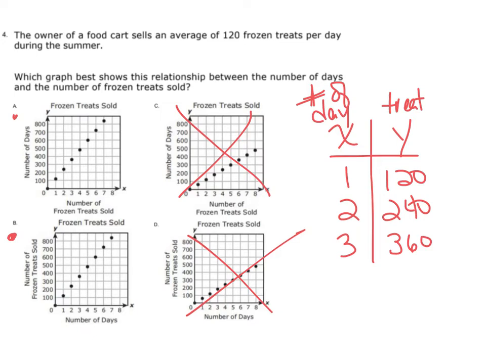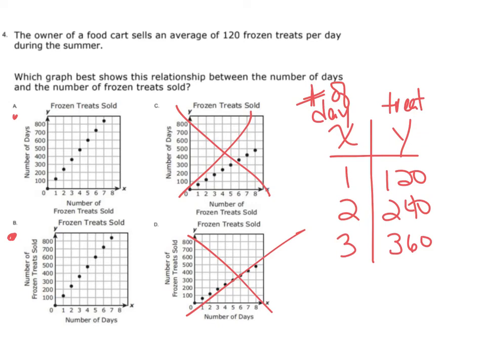So if you look at the points only, A and B are both correct. But now, because there's 2 answers, you need to really look at them. So you've got to look at the other things that are involved. So you have the numbers, the intervals for X are correct, and the intervals for Y are correct. So let's look at the titles.